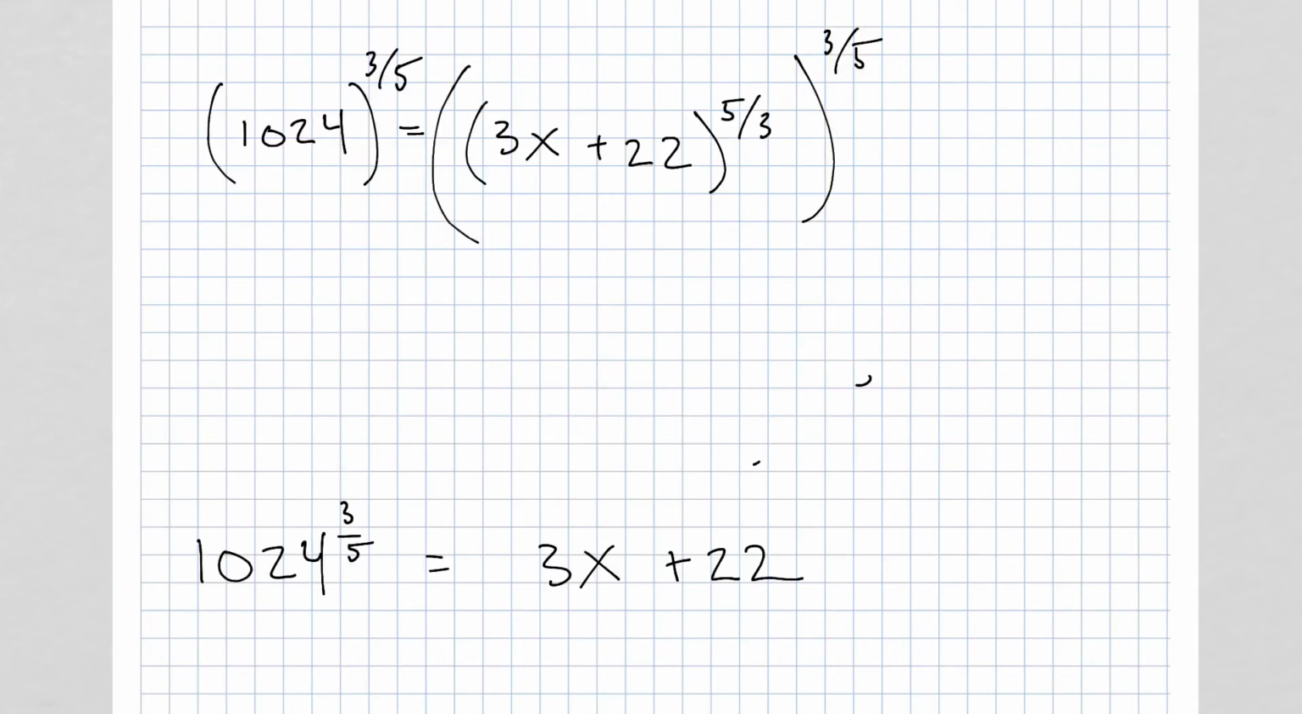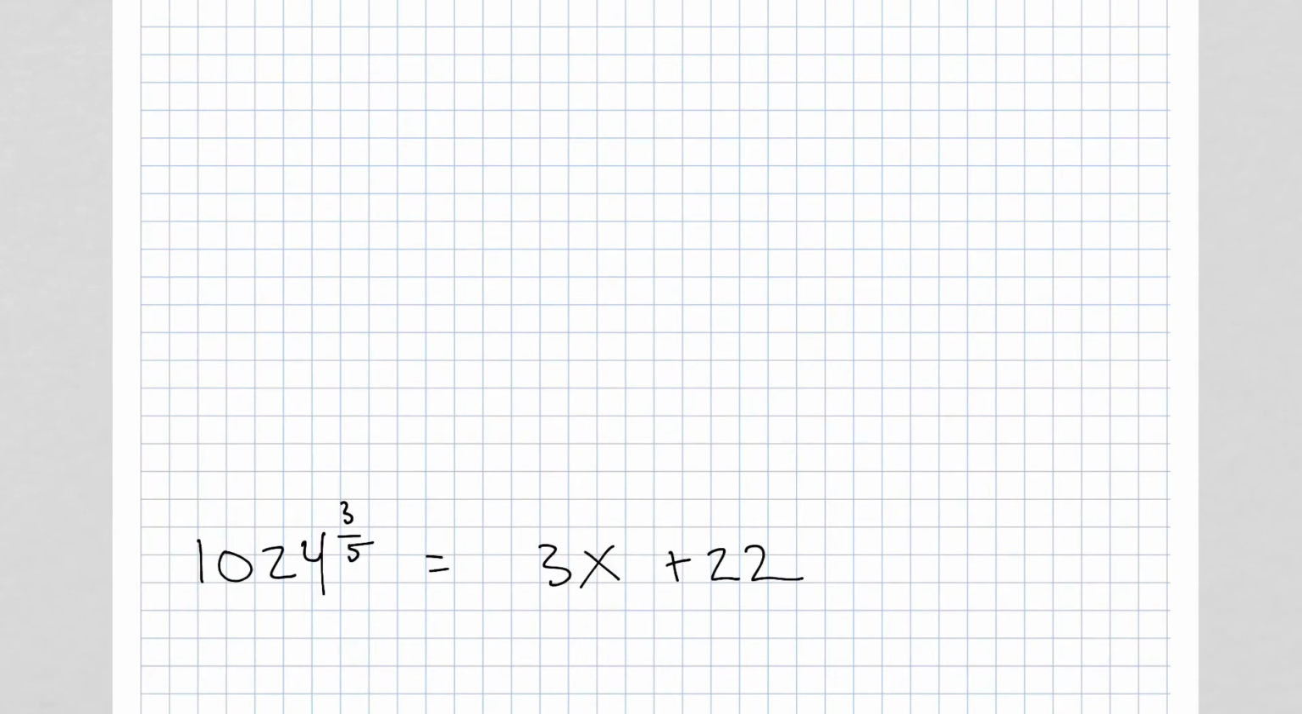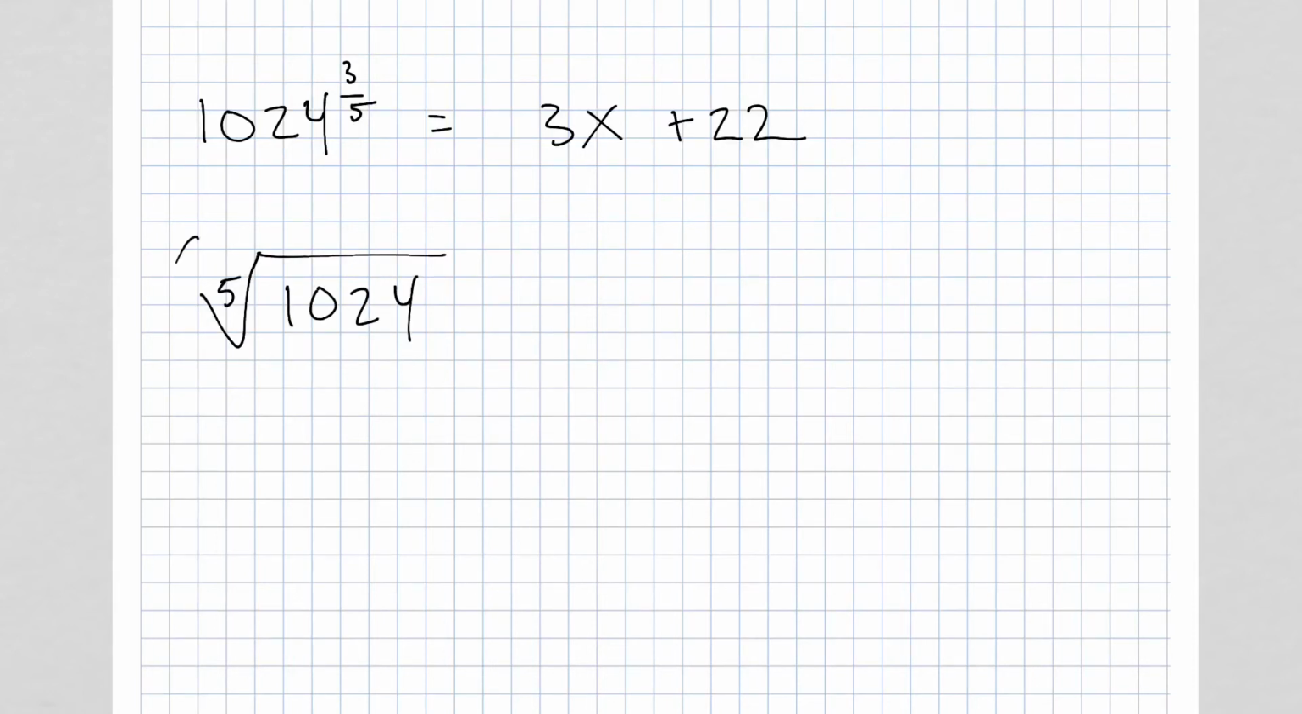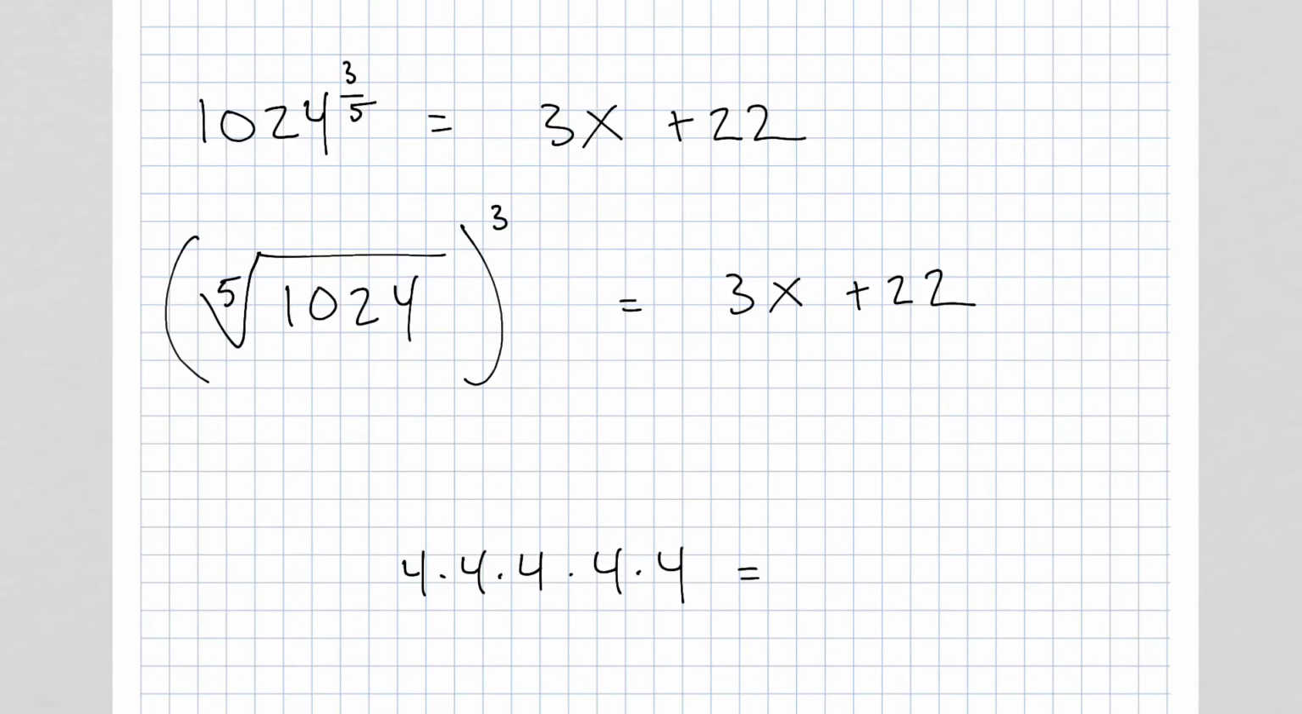I'm going to go ahead and remove some of this stuff. And we have this. Okay, 1024 raised to the 3/5. That's the same as saying the 5th root of 1024 cubed, of course, equals 3x plus 22. The fifth root of 1024 is going to be 4. In other words, 4 times 4 times 4 times 4 times 4 equals 1024. So you have 4 to the fifth equals 1024. So the fifth root of 1024 has to equal 4.